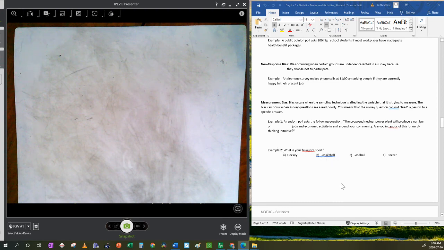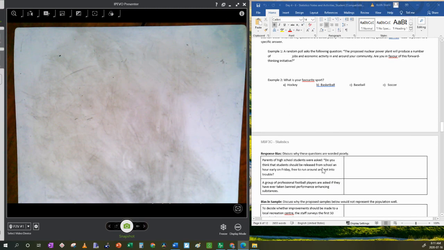What's your favorite sport? Hockey, basketball, baseball, soccer. Well, what if you don't like any of these sports? Now you're in a situation where you can't actually choose the sport. You're stuck choosing one of these four sports. So that means that you maybe like cricket the most, right? Or football. Well, that's not an option, right? So you have to choose one of these four, which means that one of these four is getting a vote that it probably shouldn't get because it's not actually your favorite sport.